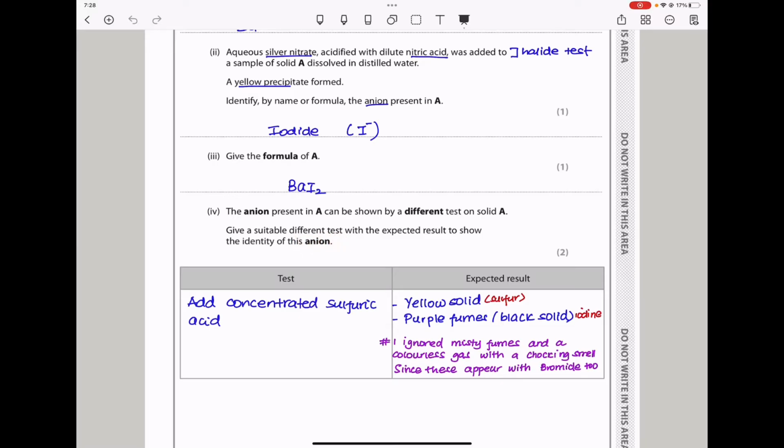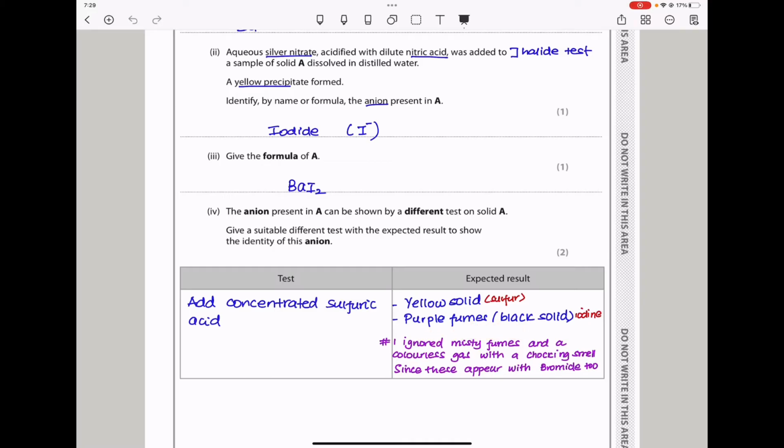Another test to show the identity of iodide, meaning telling it apart from all the other anions, is going to be adding concentrated sulfuric acid. There is going to be misty fumes, a yellow solid, purple fumes, a black solid, a colorless gas with a choking smell, as well as a colorless gas with a rotten egg smell, which is hydrogen sulfide.